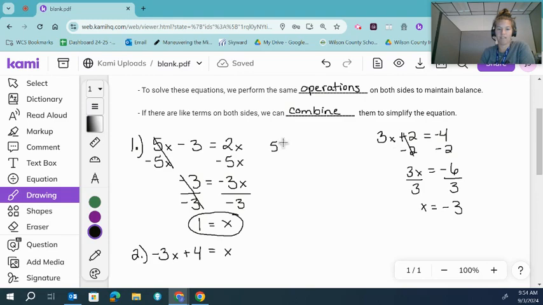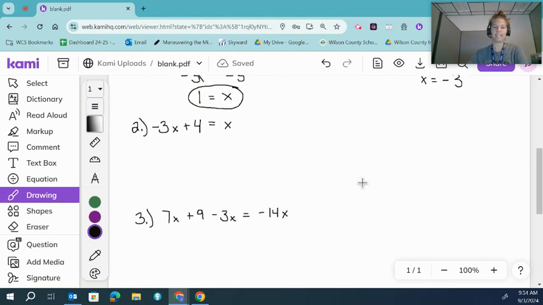So 5 times 1 minus 3 equals 2 times 1. Again, substituting it in for the variable. If x is 1, I'm going to put 1 in my equation for x. 5 times 1 is 5, minus 3 equals 2. 5 minus 3 is, in fact, 2. So this is correct. Let's take a look at a couple more.